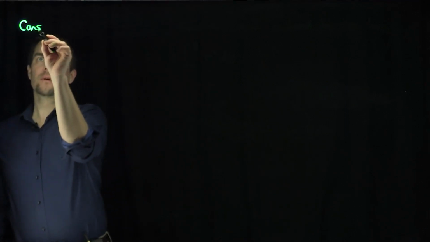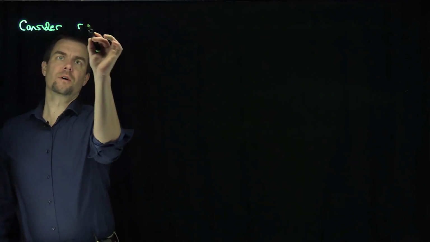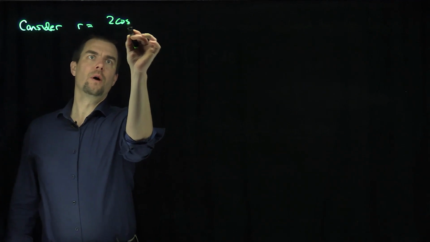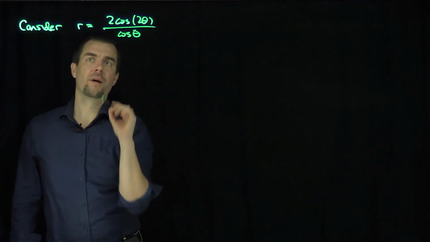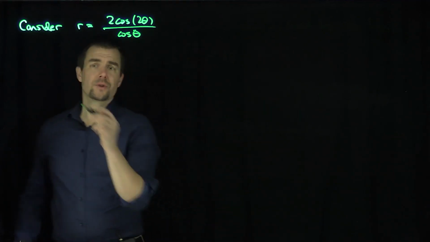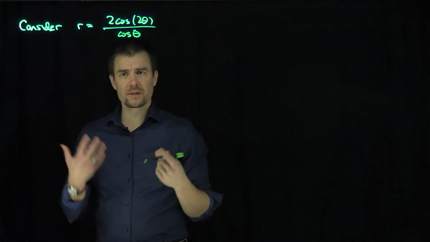Hello students, in this video we'll see an example of computing the area inside a loop of a special polar curve. Consider r equals 2 cosine 2 theta over the cosine of theta. This one is good to plot on a graphing calculator or on some software.